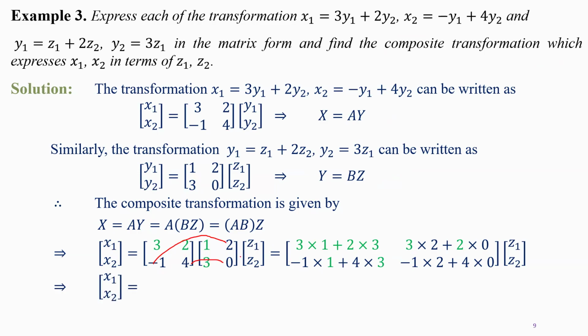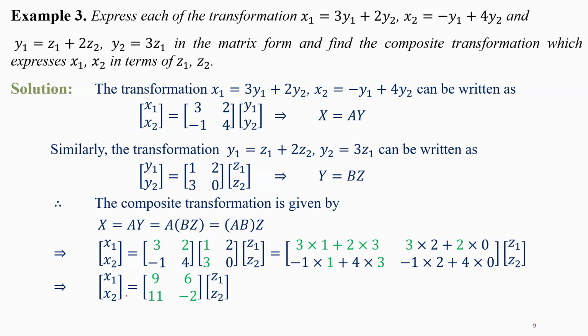If we simplify it, 3 plus 6, which is equal to 9. 6 plus 0, which is equal to 6. Minus 1 plus 12, which is 11. And minus 2 plus 0, which is equal to minus 2.